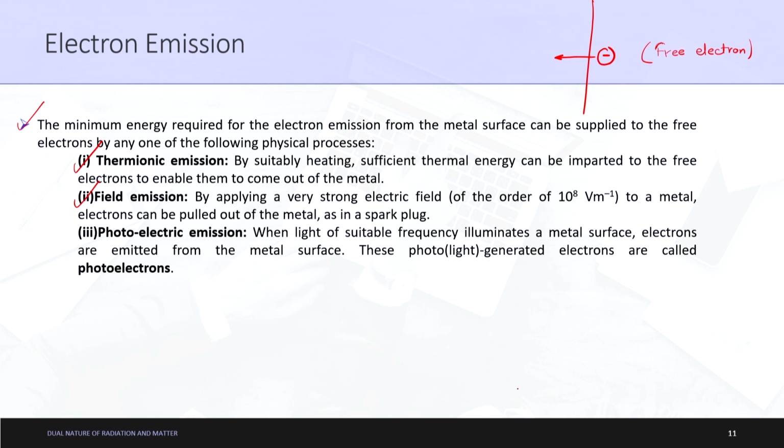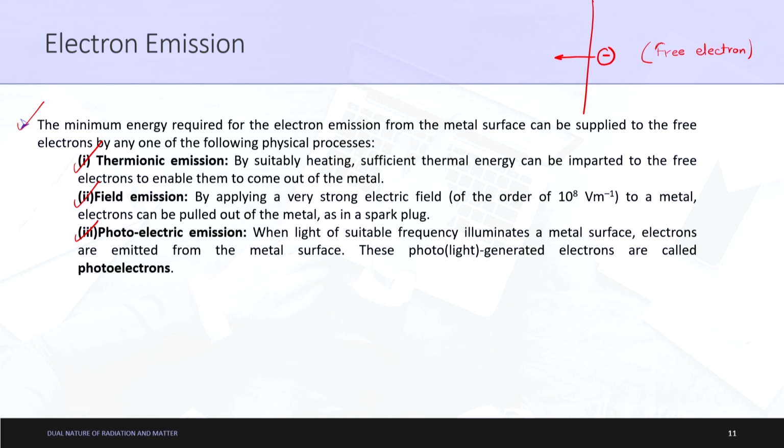Third is photoelectric emission. When light of suitable frequency illuminates a metal surface, electrons are emitted from the metal surface. The basic concept we will get to know in the photoelectric effect also. These light-generated electrons are called photoelectrons. Okay. So, that is the complete concept of electron emission.